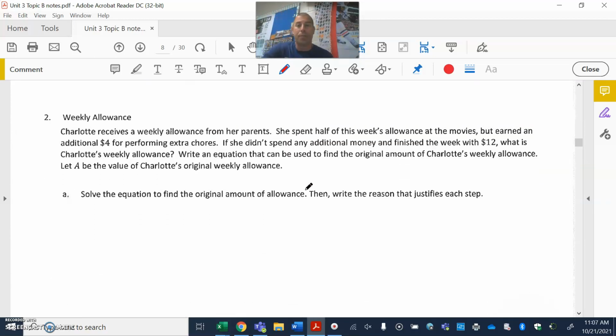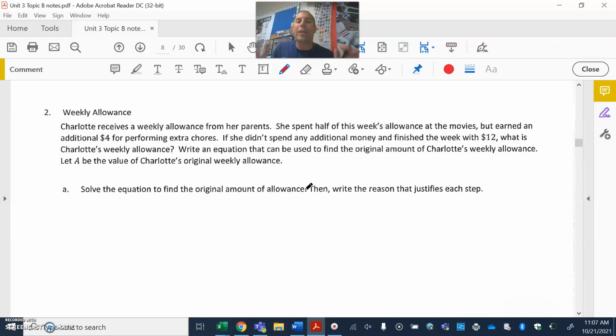Here we go. Question number 2. We've got Charlotte here. She receives a weekly allowance from her parents. She spent half of this week's allowance at the movies, but earned an additional $4 for performing extra chores. If she didn't spend any additional money and finished the week with $12, what is Charlotte's weekly allowance?